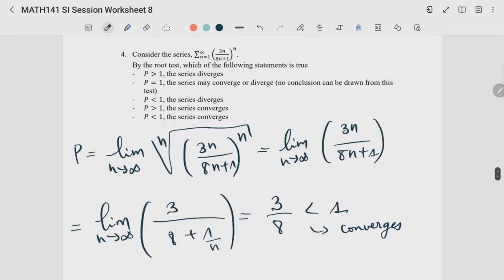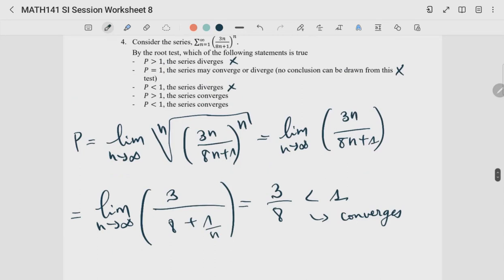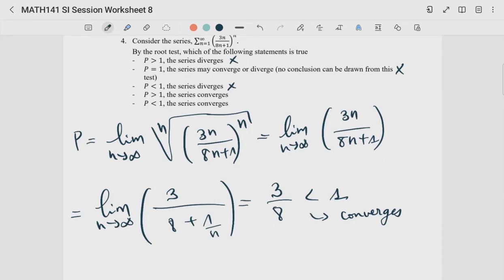Okay, so we know that our series converges, so all the options that tell us that our series diverges are eliminated. So we are left with two options, and the correct option here then becomes option number 5. So this is the correct answer here.